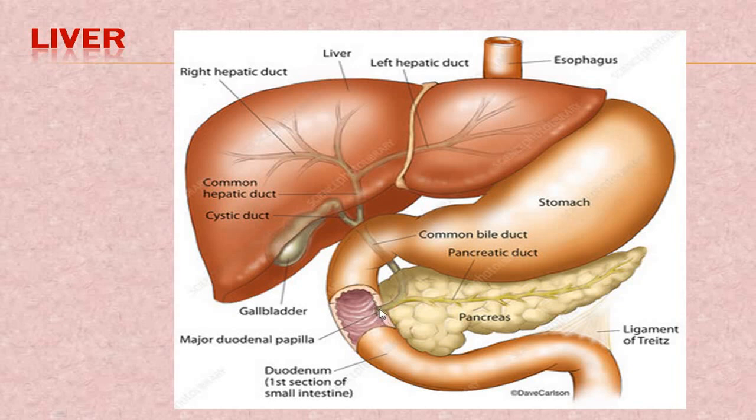This major duodenal papilla, or the opening of common bile duct and pancreatic duct, is guarded by a ring of muscle that makes a sphincter, which is called hepatopancreatic sphincter.